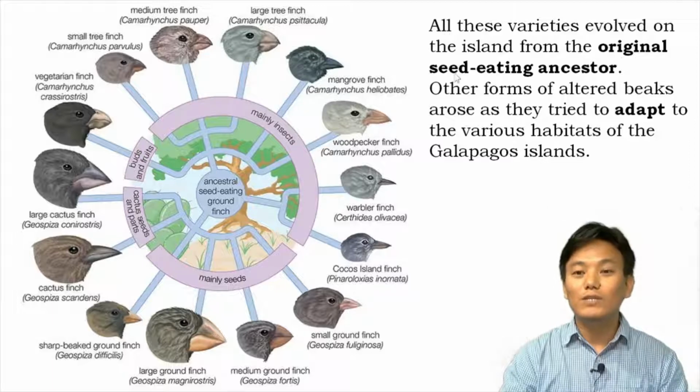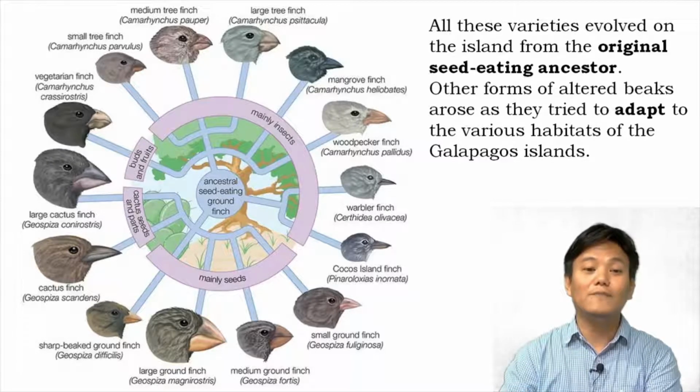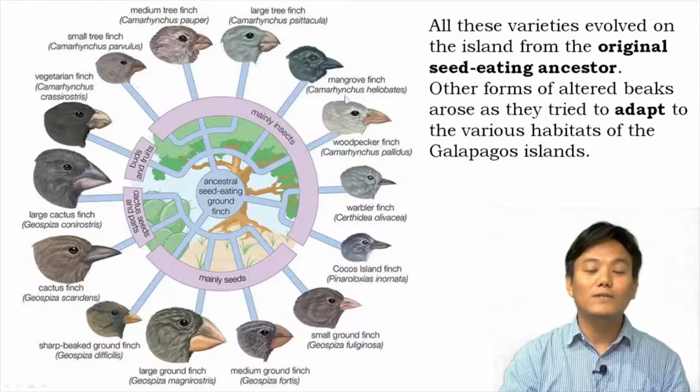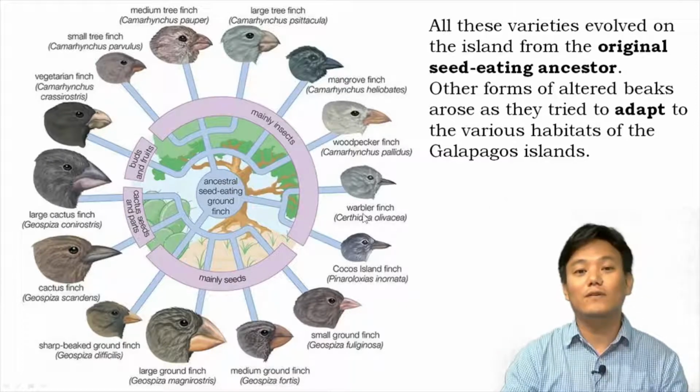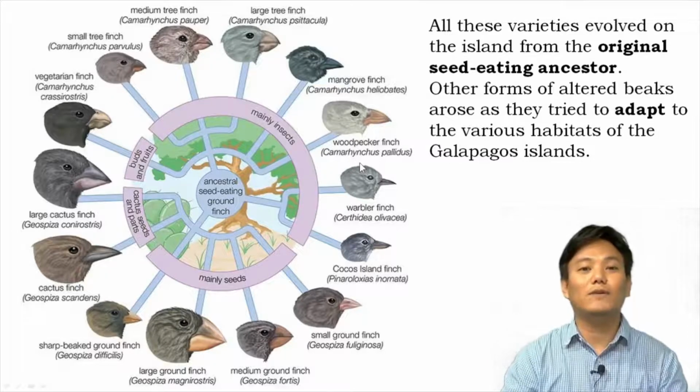So the original seed-eating ancestor arrived maybe from the South American continent, from the mainland, to the Galapagos Island, and from that ancestral seed-eating species, all these different varieties of finch species evolved on the island itself, right? And the different forms of beaks, or the altered beaks, arose as they tried to adapt to the various habitats of the Galapagos Island.